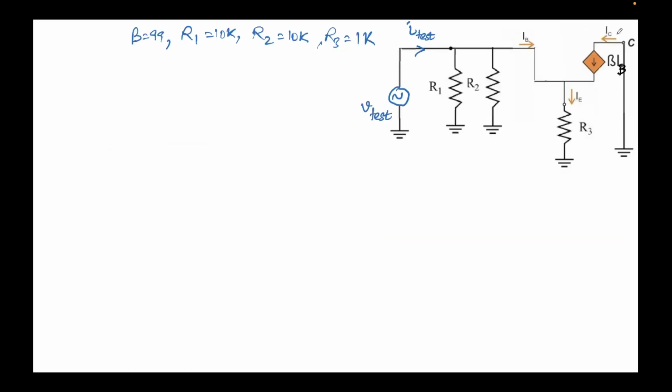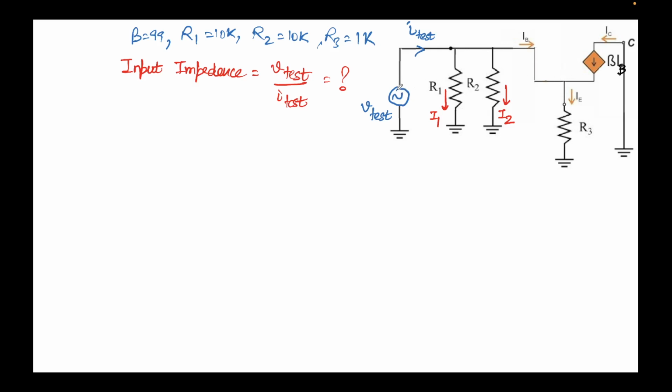Now, this is the final circuit diagram that we have over here, and these are the constants that were given to us in the problem itself. What we need to find is the input impedance, which is defined as V test over I test. So we'll start with that, and let's first define a couple of currents which I've defined here. I1 is the current flowing through the resistor R1, I2 is the current flowing through the resistor R2.